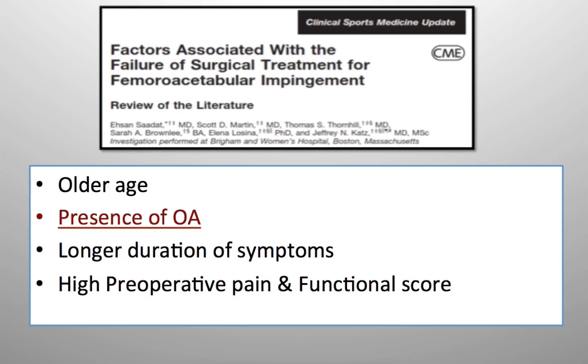So the main question which I'm asked by many patients is which patients are likely to not do well. This is an extensive systematic review which was published in the AJSM, and the key factors identified were older age, and the most important factor was presence of osteoarthritis before the surgery. So there were poor outcomes with patients who had pre-existing osteoarthritis, and also people who had longer duration of symptoms were likely to do worse, and also people with poor functional scores.